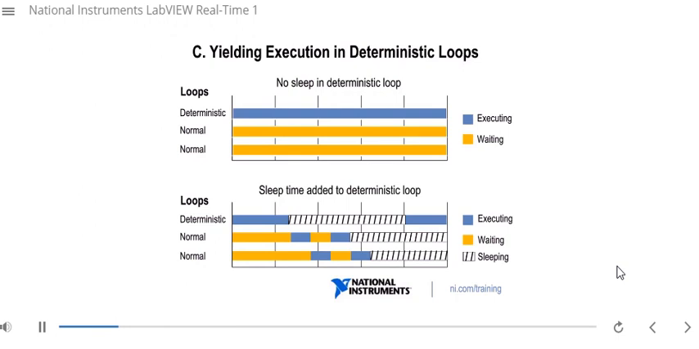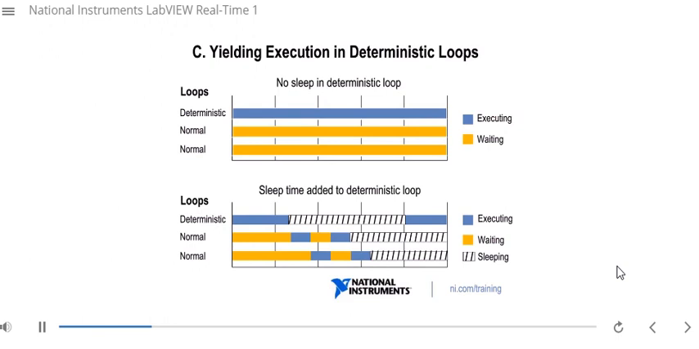Let's take a look at the bottom loop. In the bottom example, we see that there's an adequate amount of sleep time added to the deterministic loop. Notice that the deterministic loop keeps executing, and then that white space with the stripes, it's sleeping that entire time. So it's waiting and adding some sleep to allow lower priority processes to execute. While the deterministic loop is running, when it's blue, all the lower normal loops are just waiting. But once the deterministic loop is sleeping, the normal priority loops, which are executing at lower priority, have time to execute.